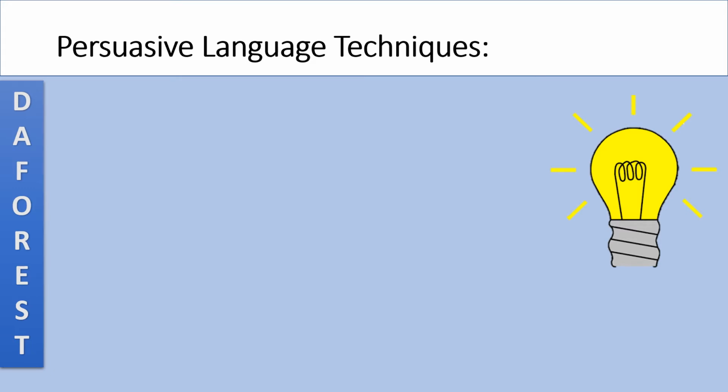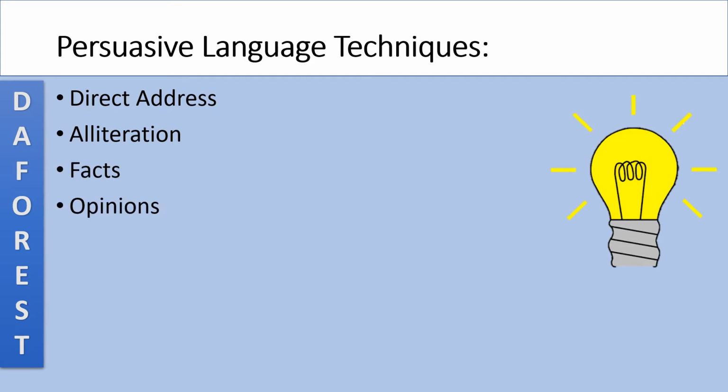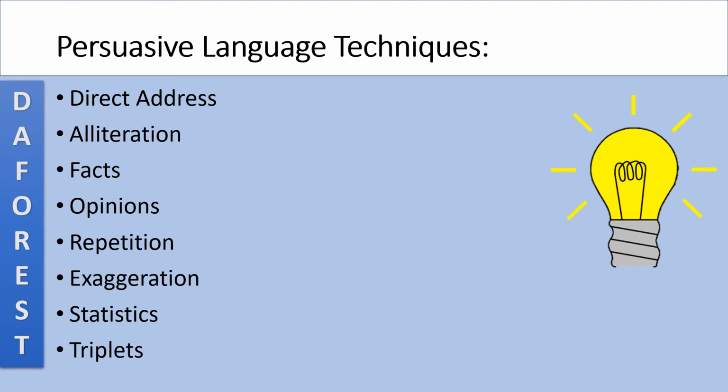So first we have D, which stands for direct address, A for alliteration, F for facts, O for opinions, R for repetition, E for exaggeration, S for statistics, and T for triplets. As I said, some of you may have seen these in a slightly different format. I'm going to go ahead and give you some examples of these, and we can see how we can include them in our own writing.